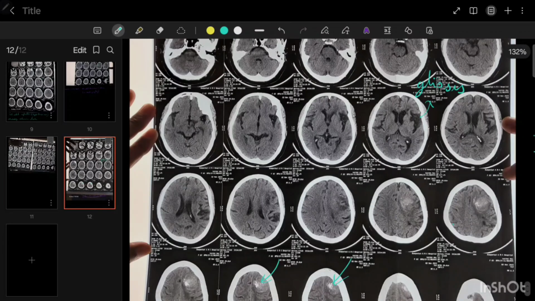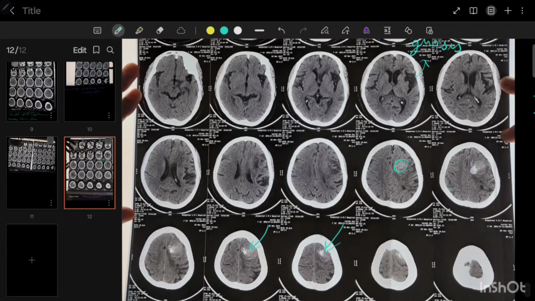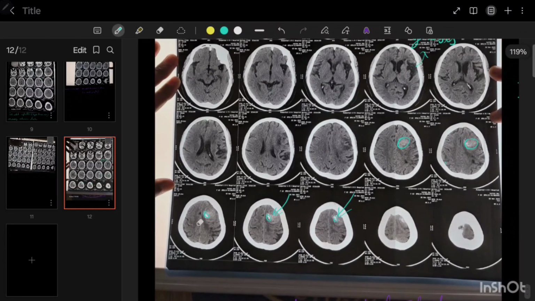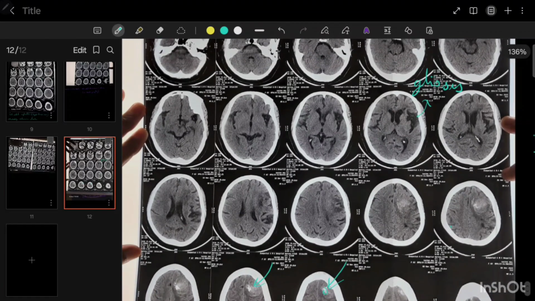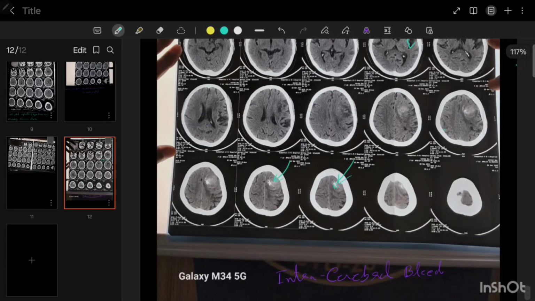And now this CT scan plate. Let's see. In this CT scan plate, you can see here a hyperdense area, so it defines an intracerebral bleed. And here you can see the hypodense area. It is not ischemia, it is gliosis. What is gliosis? It is a reaction of the body to a brain injury, where the body produces more glial cells to protect the brain. So it is gliosis following the injury or the intracerebral bleed. So that's all.